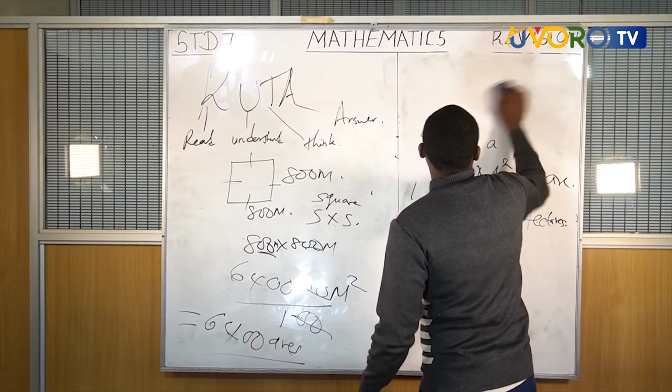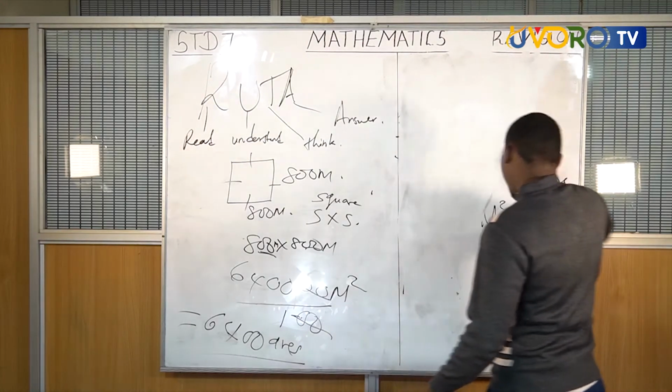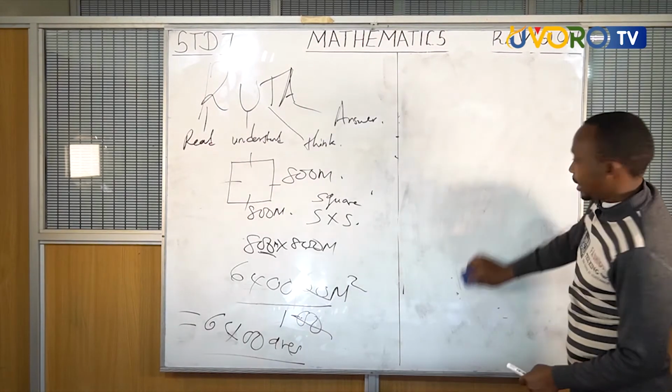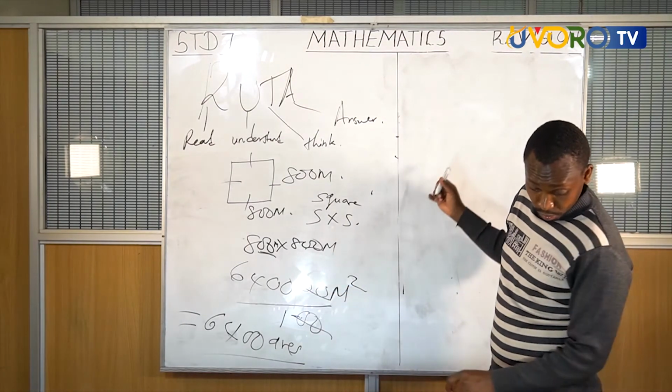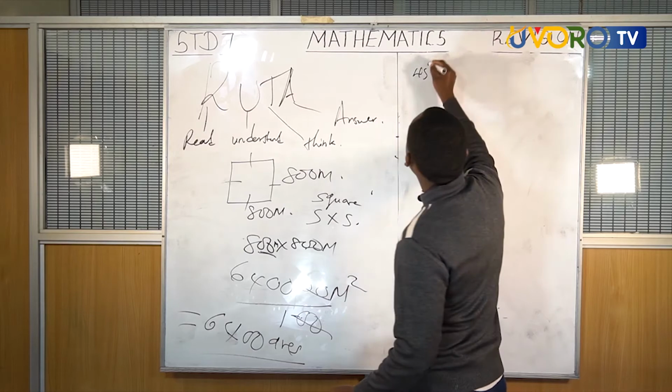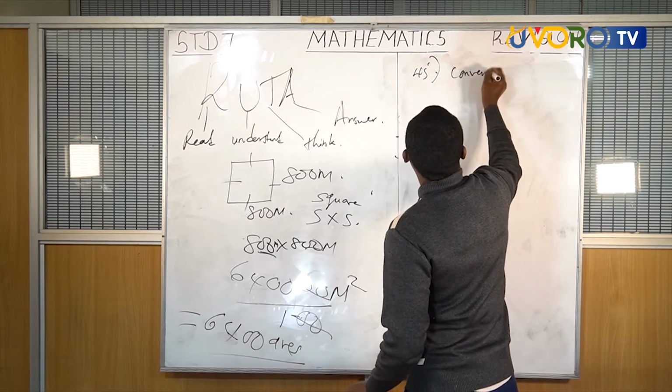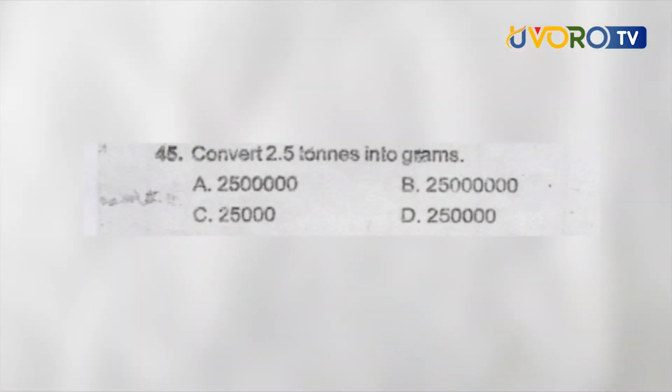Question number 45. Convert 2.5 tons into grams. Into grams now.